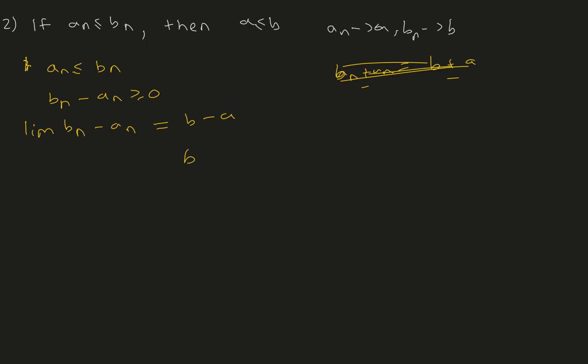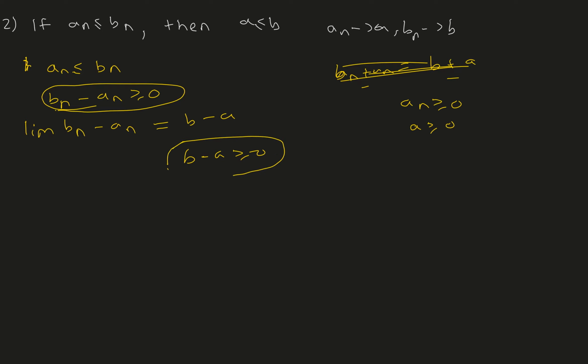is of course greater than or equal to 0, because bn minus an is greater than or equal to 0. From the previous theorem, we showed that if an is greater than or equal to 0, then the limit A is greater than or equal to 0. So if bn minus an is greater than or equal to 0, the limit b minus a, which we know exists because of the algebraic limit theorem, is also greater than or equal to 0. And b minus a greater than or equal to 0 can be rewritten as b being greater than or equal to a. That's what we wanted to show, and we're done with the proof.